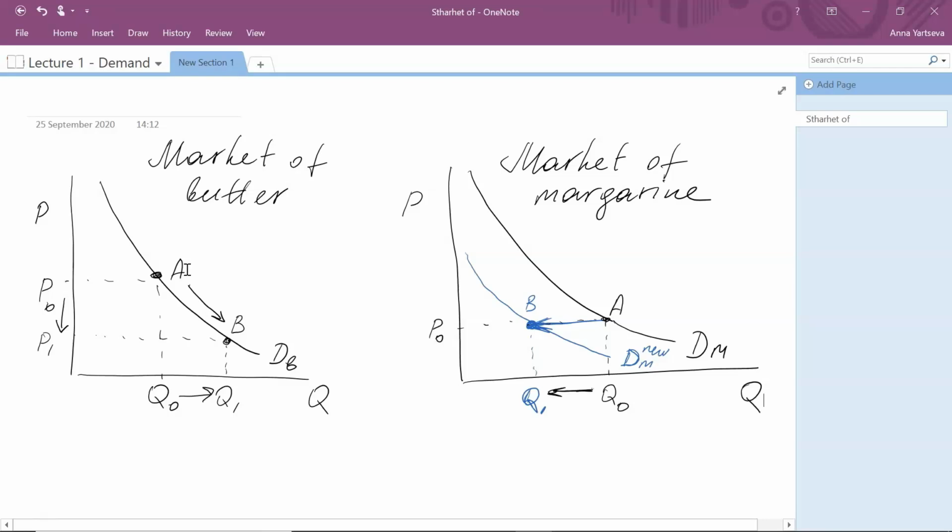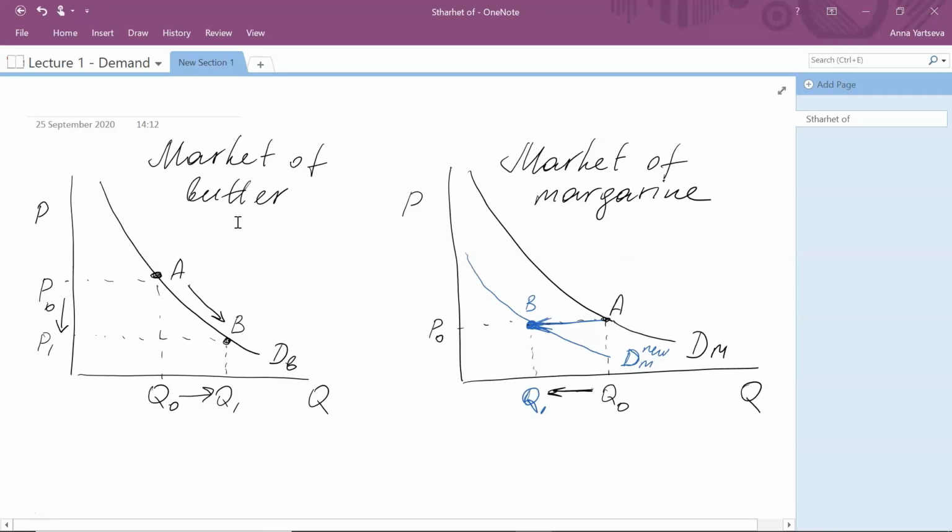Then the price of butter drops, butter becomes cheaper, the price goes down from P0 to P1, which means that we are moving along the same demand curve for butter from point A to point B. As butter becomes cheaper, we are buying more butter. Instead of buying Q0, we now buy Q1. How will this affect the market of margarine?